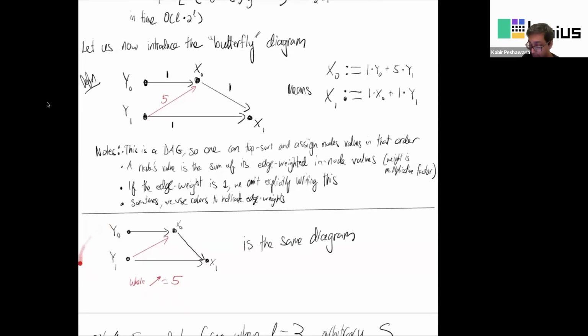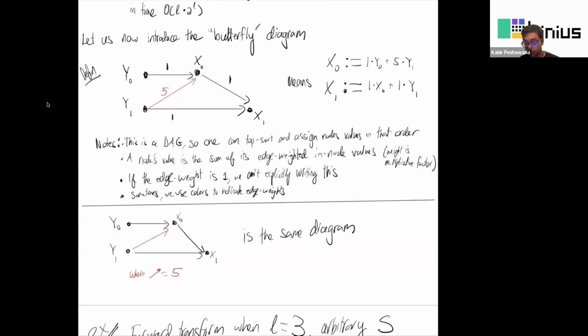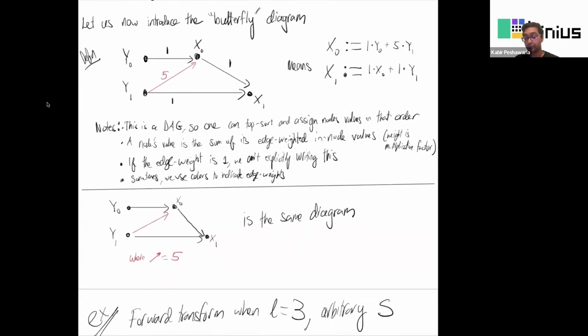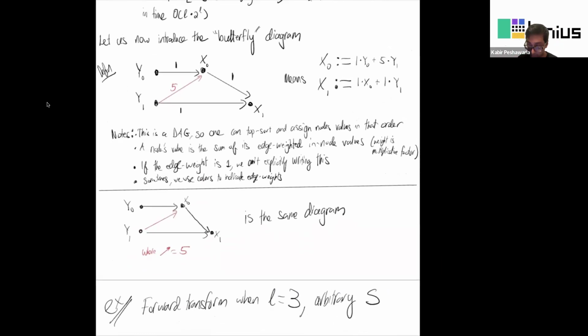Here is the same diagram, except written a little bit differently. I've omitted all of the 1 factors because they're silly. And I've used a different color to indicate when the factor on the edge is non-1. And the color will tell you what that factor is. Here, red is 5. Okay, get comfortable with this butterfly diagram before we move on.